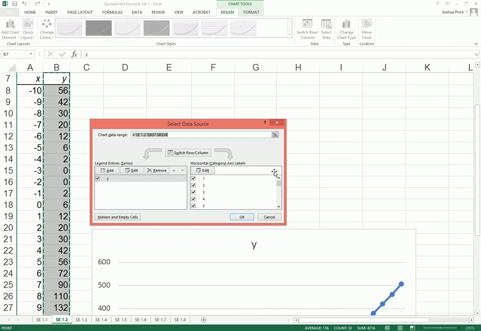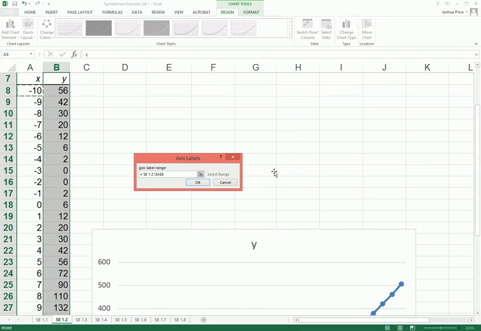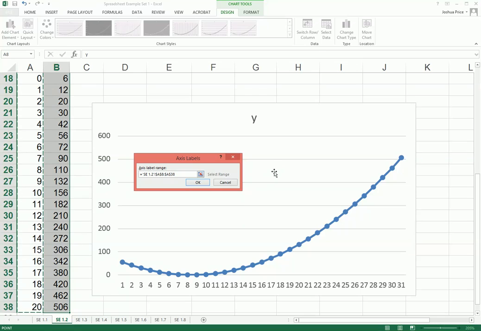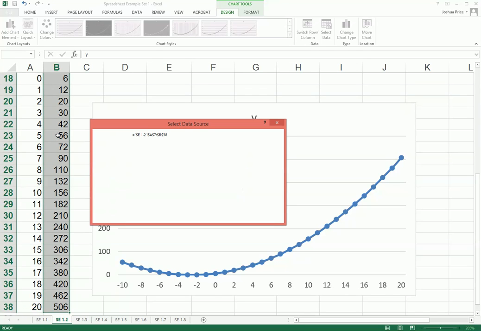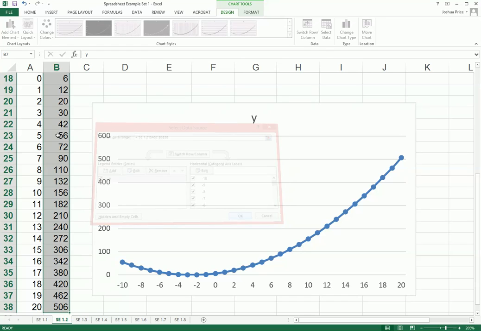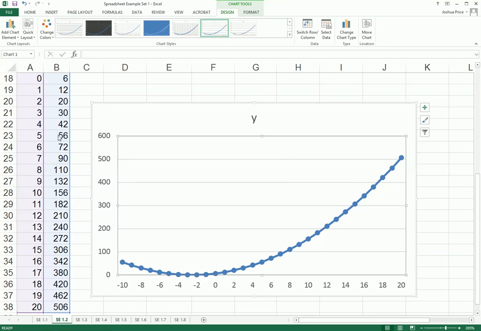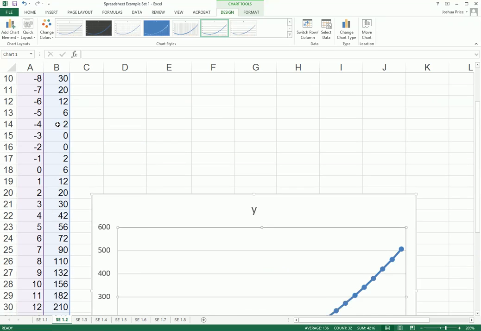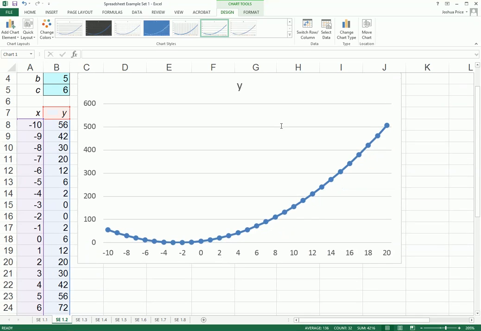I'm going to select the data. I'm going to edit the x values to go from -10 to 20, because right now it's going from 1 to 31. Click enter. And there we go. So that's what the graph actually looks like. Now we want to find some important key points of this graph. We'll move that graph up here just a little.